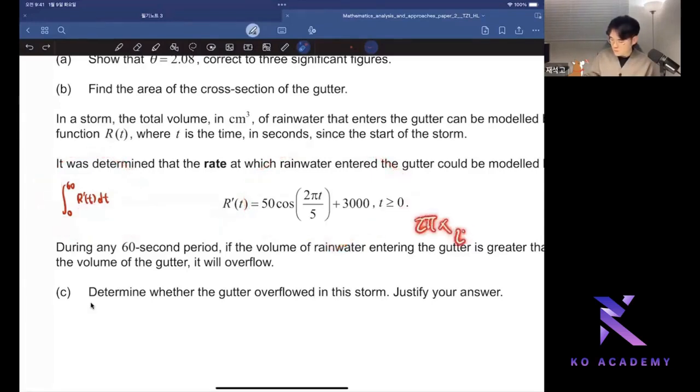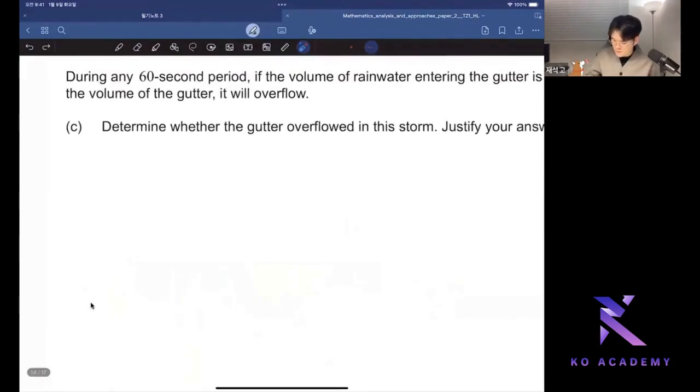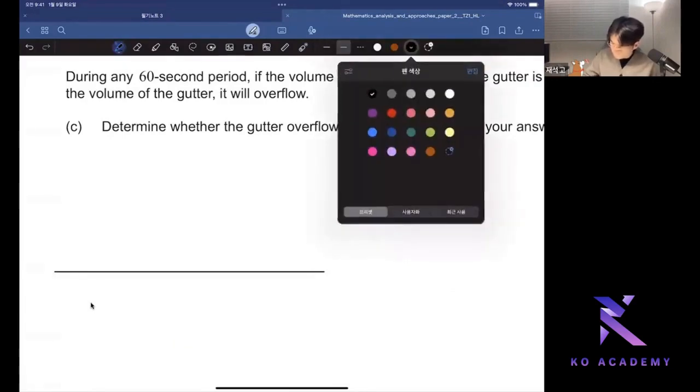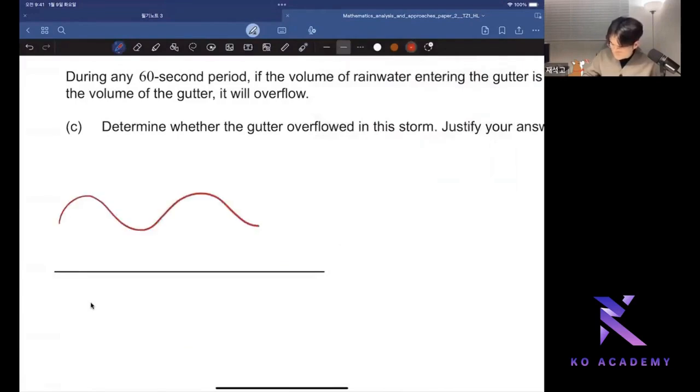So 2π divided by 2π/5 gives us a period of 5, right? The period is 5. If there is a certain function, guys, let's say the period is 2.